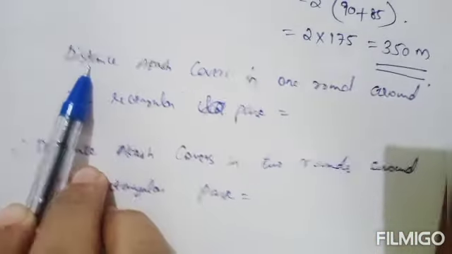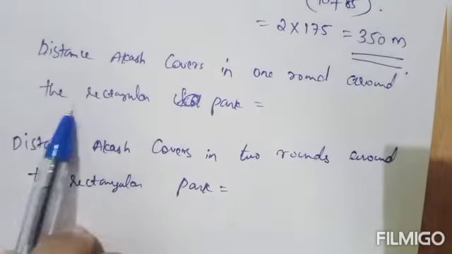So what will be the distance Agash covers in one round around the rectangular park? It will be equal to the perimeter.